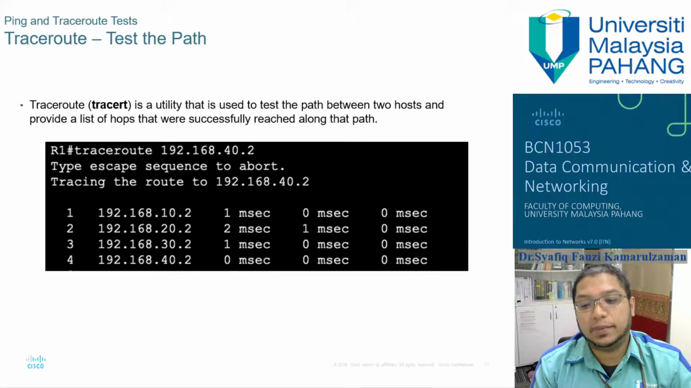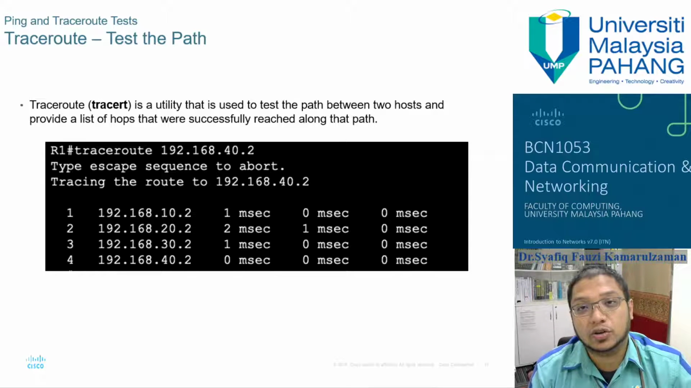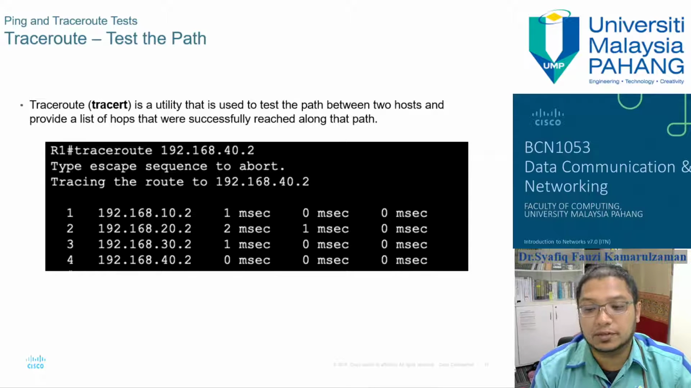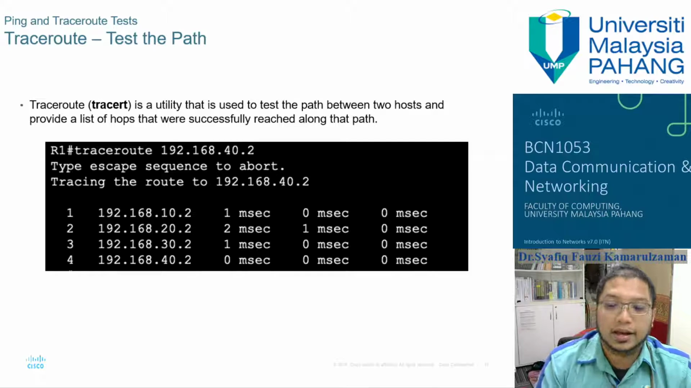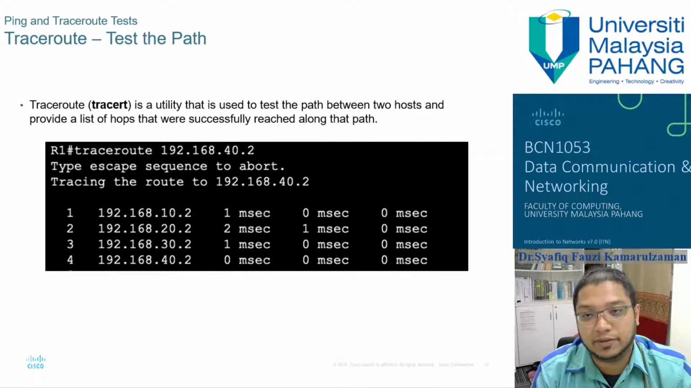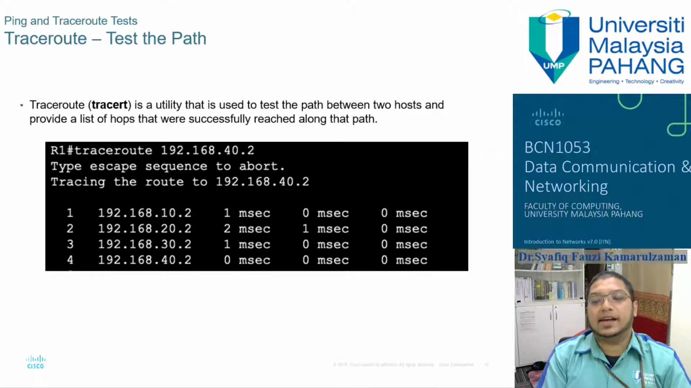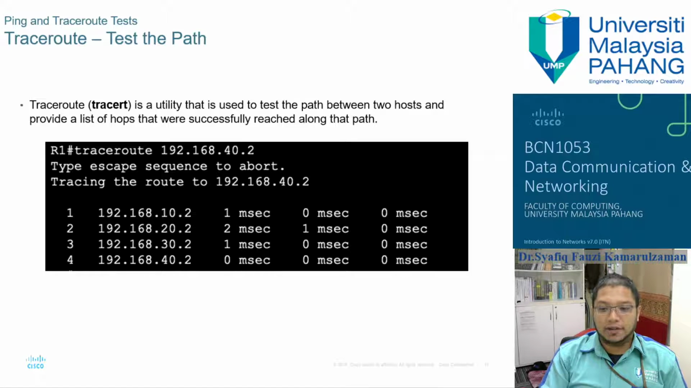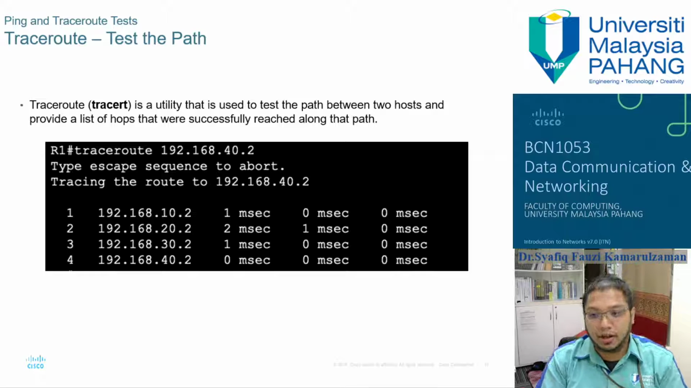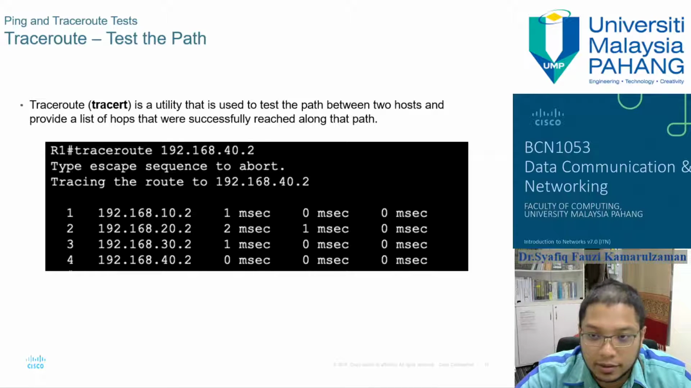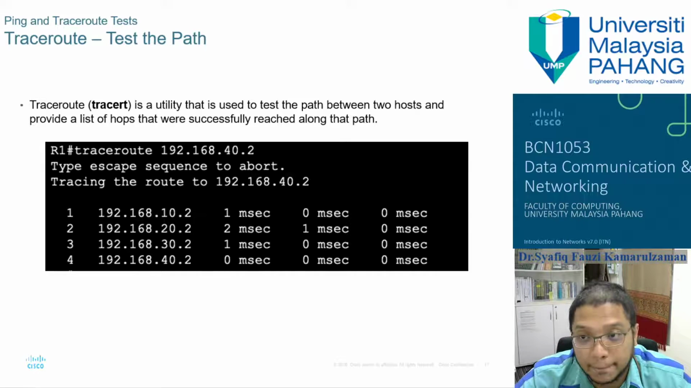Traceroute makes use of a function called the TTL field in IPv4 and the hop limit field in IPv6, in the layer 3 headers, along with the ICMP time exceeded messages. So traceroute has all these functions involved inside the command.